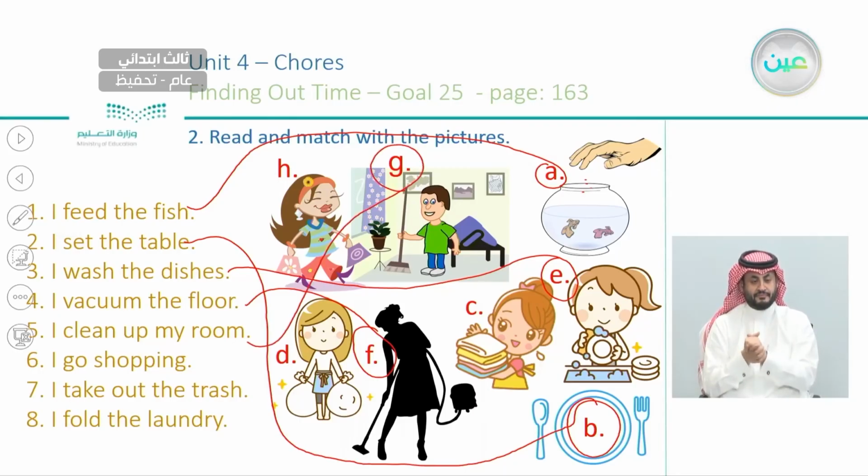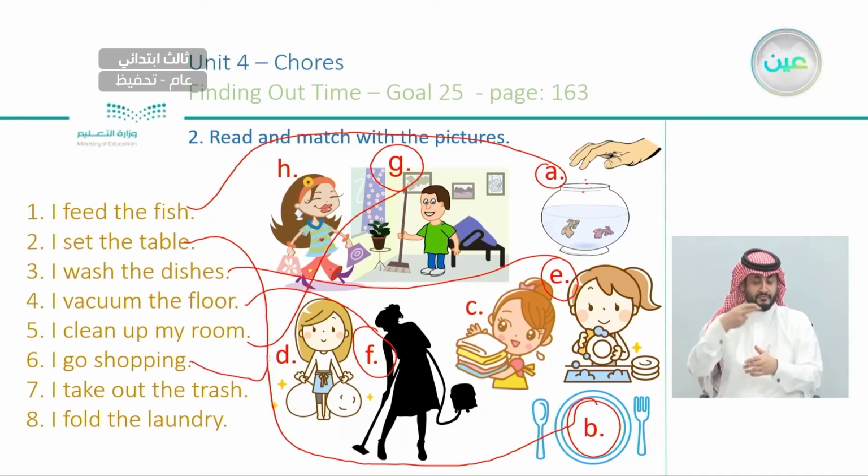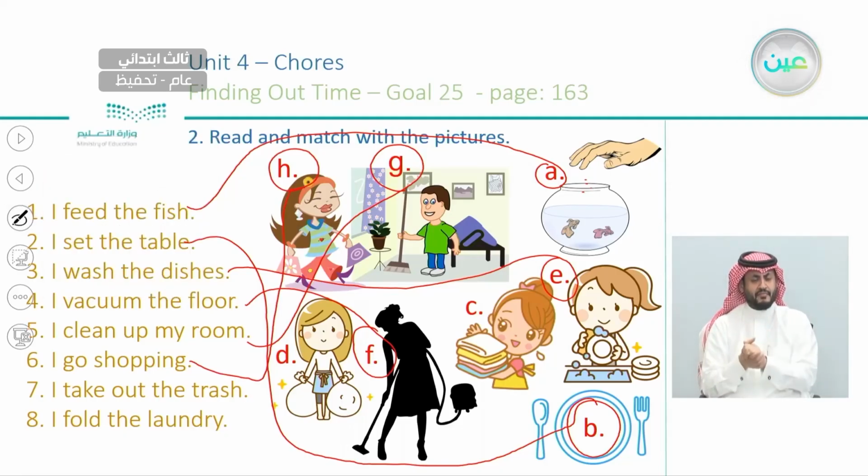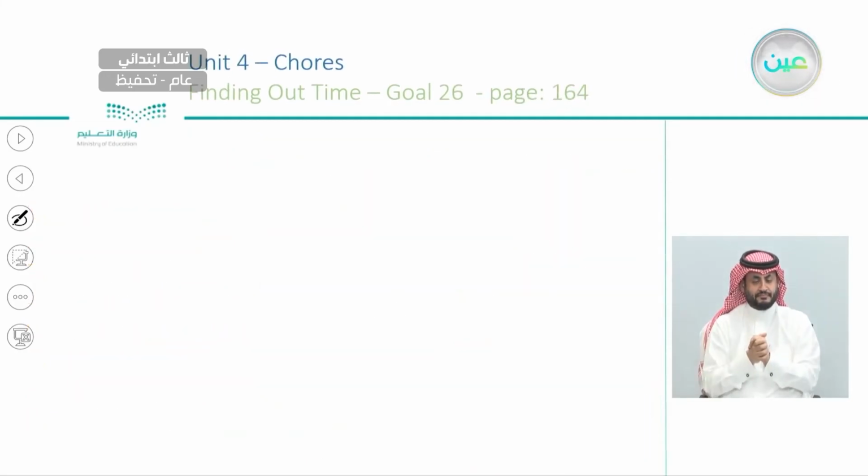Okay. Number 6. I go shopping. Going shopping? This is which letter? H. Excellent. So we have H here. Okay. After that, we have I take out the trash. Which letter? Yes, D. That's right. So we have D here. Last one, I fold the laundry. Which letter? C. That's right. So we have C here. And this is for number 8.